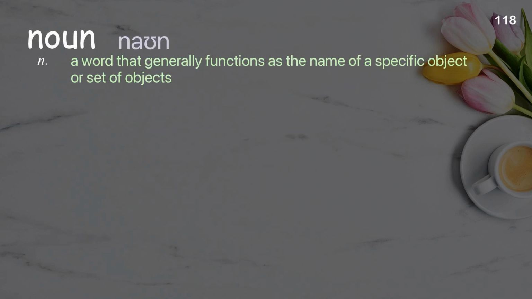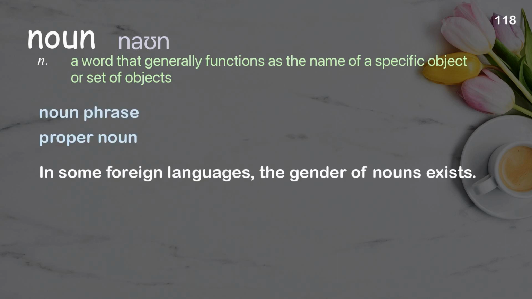Noun. A word that generally functions as the name of a specific object or set of objects. Examples. Noun phrase. Proper noun. In some foreign languages, the gender of nouns exists.